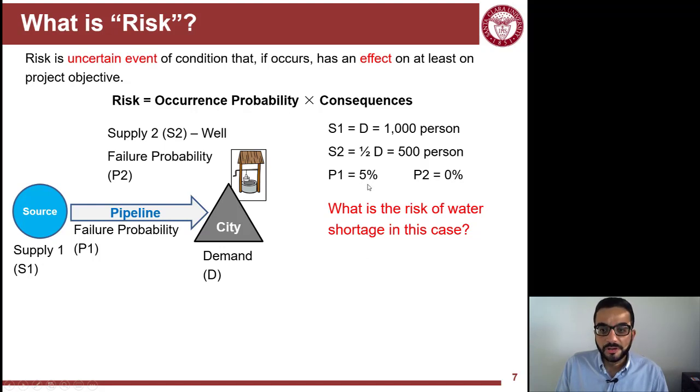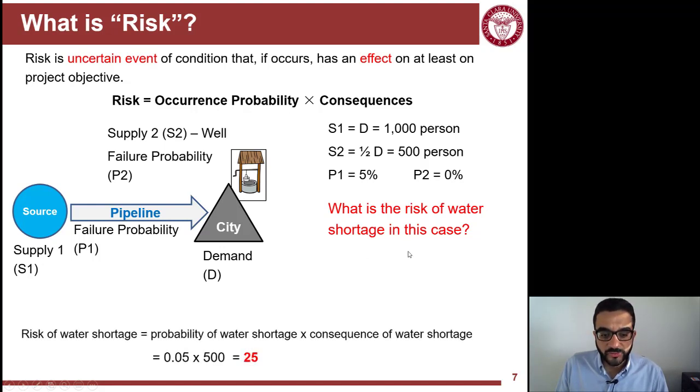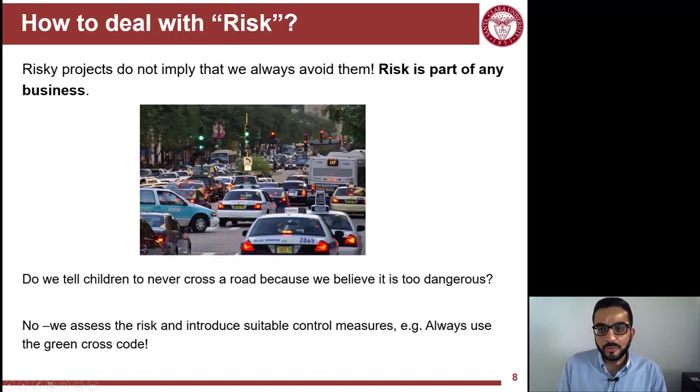If you think about it, the failure of the system is 5%, but if this happens, only 500 people will have no water. So it's 0.05 times 500. So now your risk is 25. So in the first case, with only one pipeline, we have seen the risk is high, 50. With two pipelines, which we call the redundancy here, you have 2.5. And then here you have 25 with a backup source of water, but it's not sufficient to provide water for everyone.